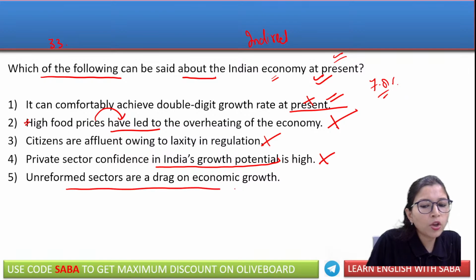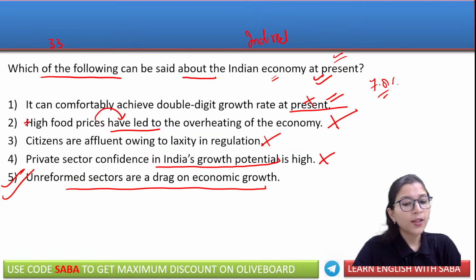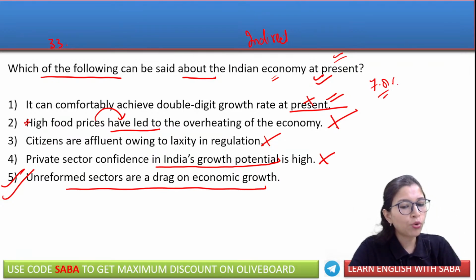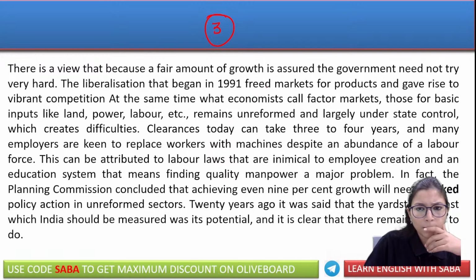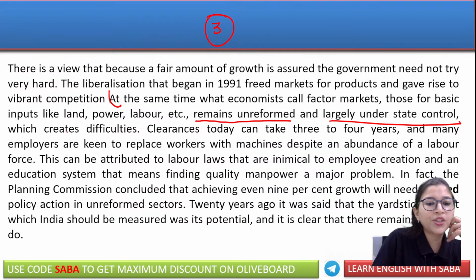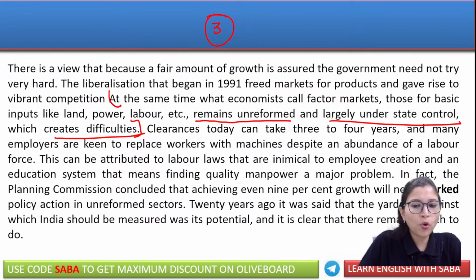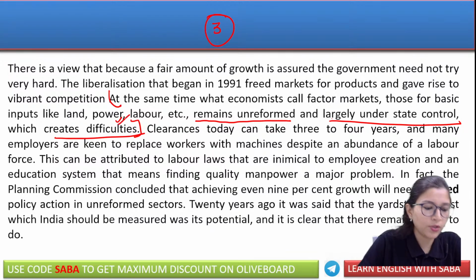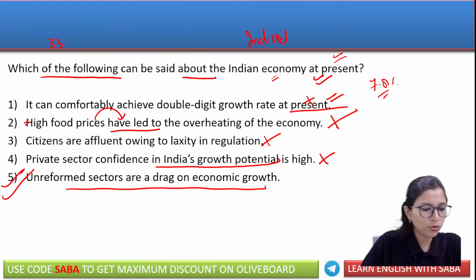Unreformed sectors are a drag on economic growth. Yes, ये साफ साफ लिखा हुआ है. And it is given in the second and third paragraph that जो unreformed sectors हैं, they are basically a drag on economic growth. It is given, हाँ. See, unreformed, basically the sectors, okay, you can go through this line, largely under state control, which creates difficulties. So because these sectors have only created difficulties, okay. So that is why the correct answer is, have led to, means because of this they have given rise to. So this is the correct answer.